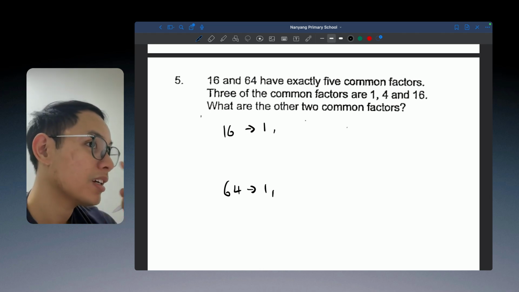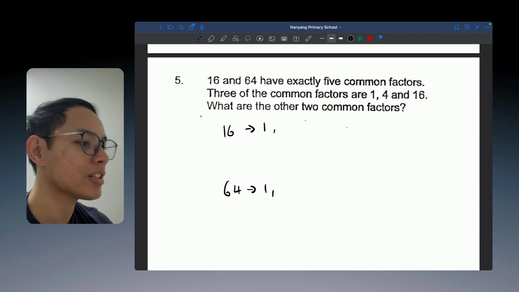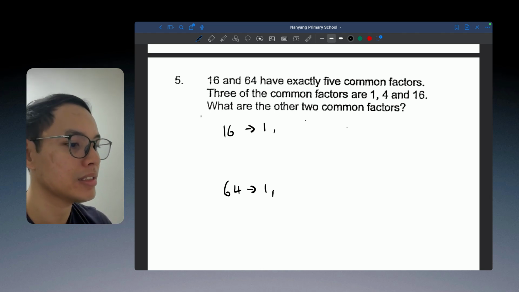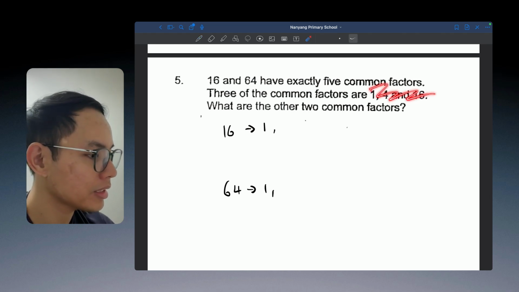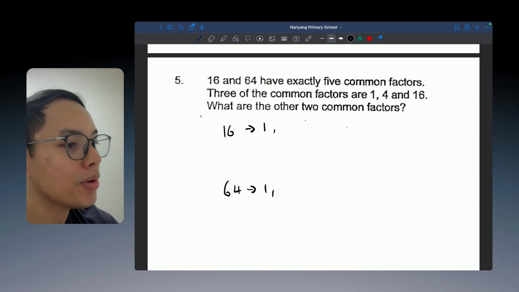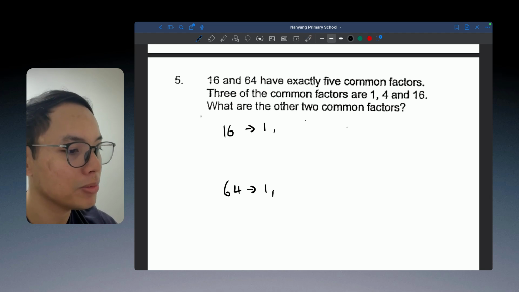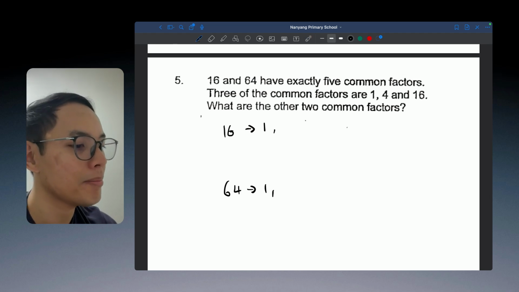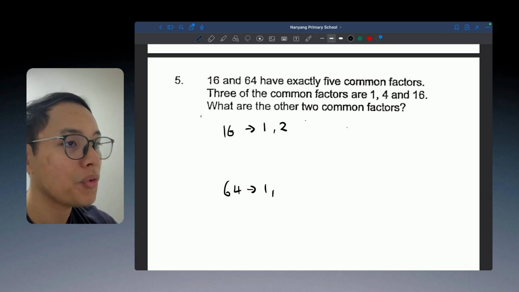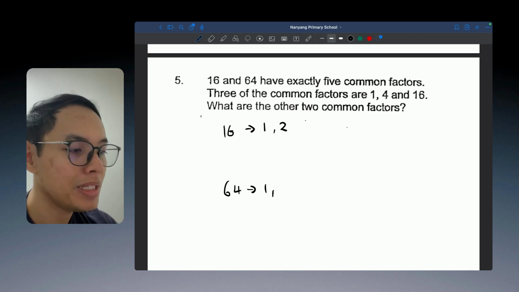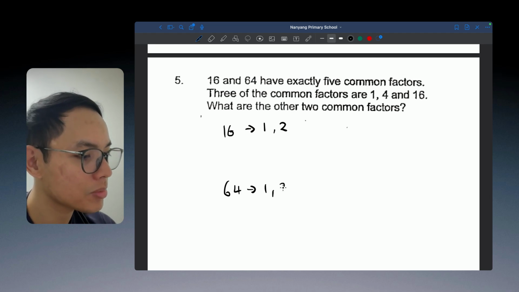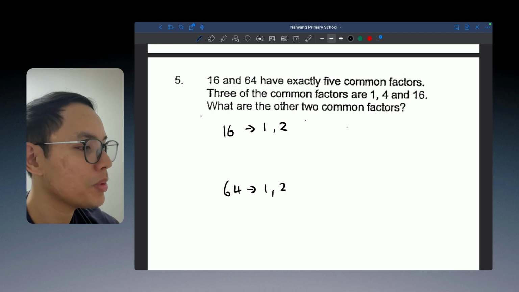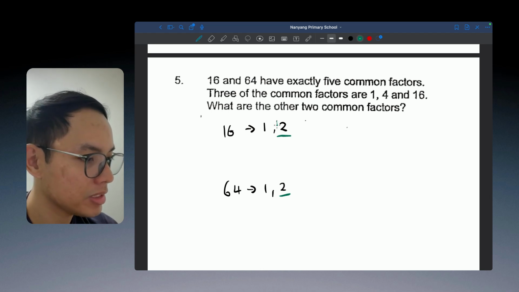Okay, then we go through the next number. What is a common factor between 16 and 64? Don't worry about this first. Okay, let's see. 16 and 64, can they both be divided by 2? Yes, they can, right? So 16 can divide by 2, right? Yes, because it's an even number, so it's 2. 64, can it be divided by 2? Of course it can as well, right? So now we have the first other common factor, which is number 2. Okay, number 2. Very good.